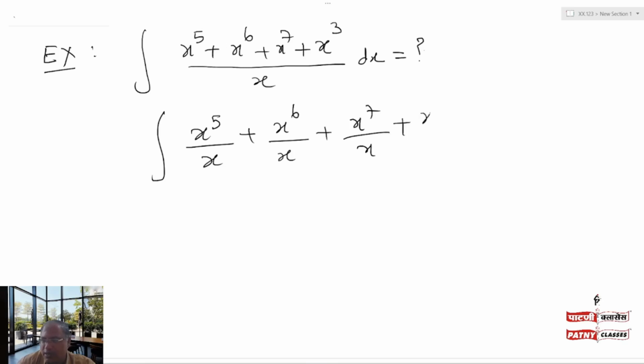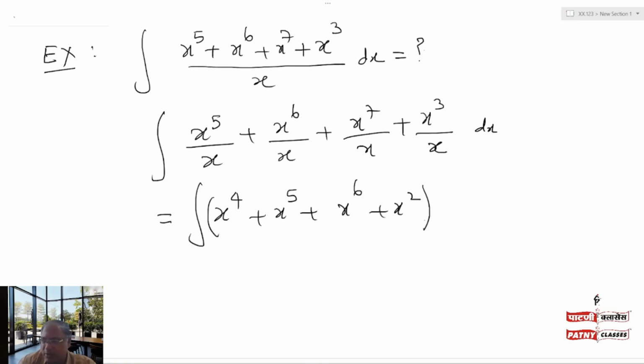We call it splitting into fractions. When a big fraction is given, individual terms can be split into fractions. I call it the splitting into fraction type. And here each and every term will get divided by x. So I get here x raised to 4 plus x raised to 5 plus x raised to 6 plus x square, integration with respect to x.